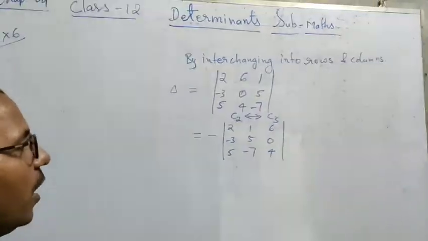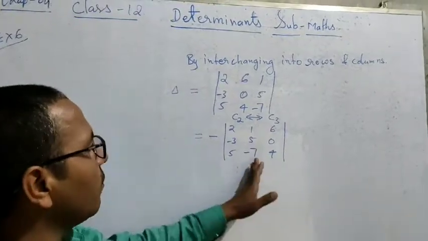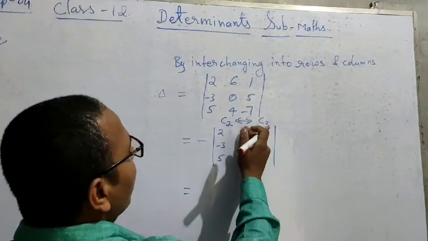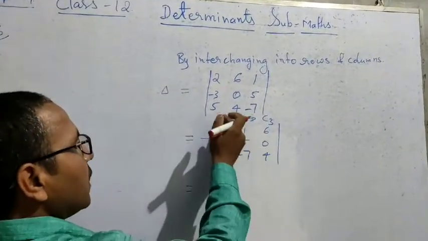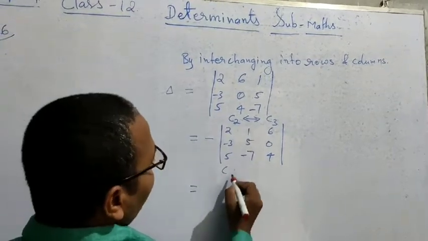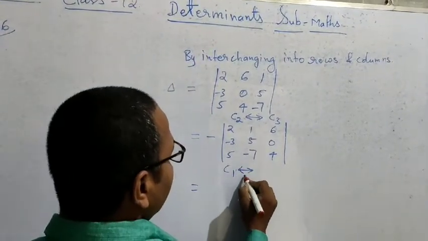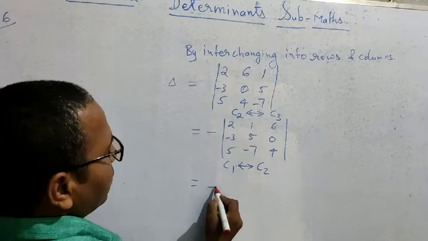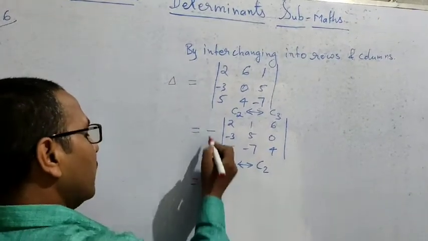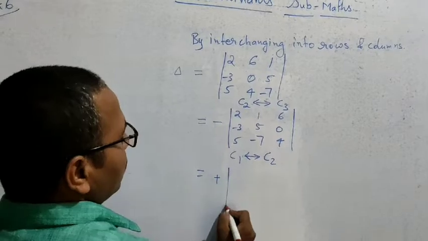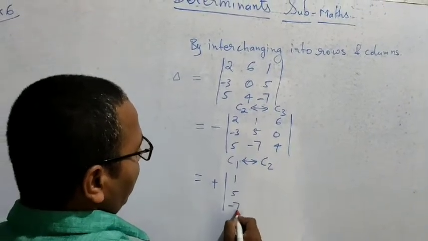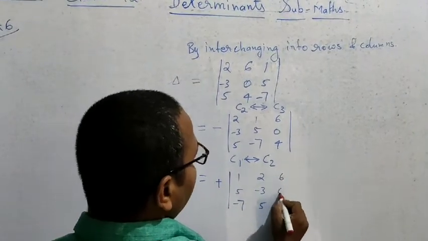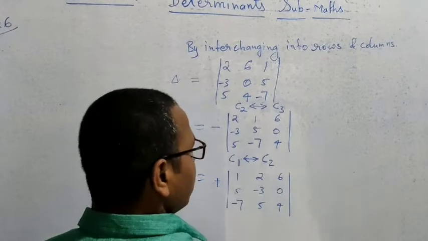So again students, if you interchange any row or column, again one negative sign you will get here. Suppose we take this 5 7 1 5 7 and interchange it with this one. That means column first is interchanged with column second. So you will get minus, one more negative sign, and this minus will become plus. So you will get 1 5 minus 7 and 2 minus 3 5 and 6 0 4. So students, we have got this.